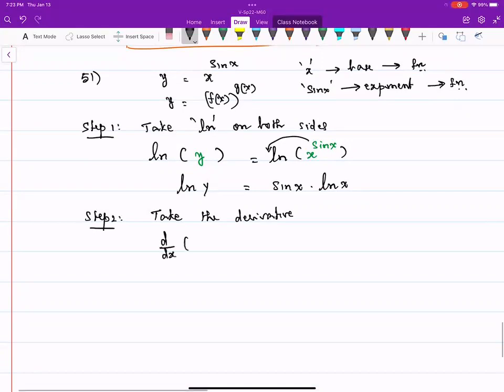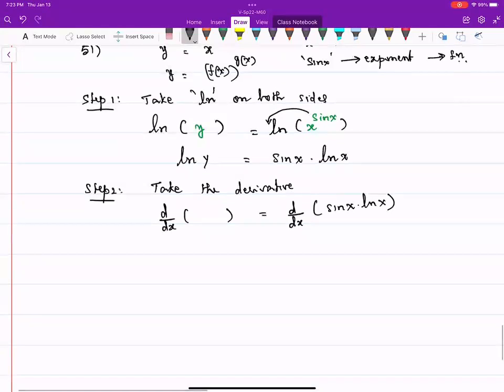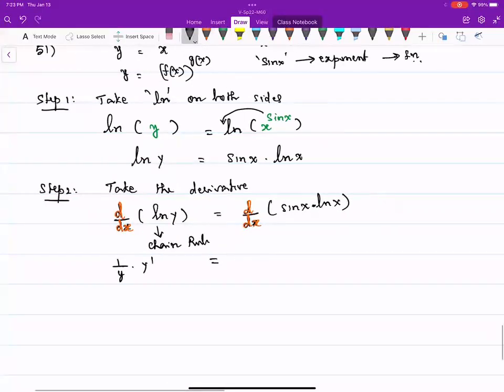So d by dx of ln y equals d by dx of sin x times ln x. We do d by dx on both sides. On the left it is ln y, and y is a function of x, so we have to use the chain rule, outer derivative times inner derivative. That's 1 over y times y prime. On the right, you notice that this is a product of two functions, so you treat one of them as u and the other as v: u equals sin x and v equals ln x. u prime is cosine x, v prime is 1 over x.